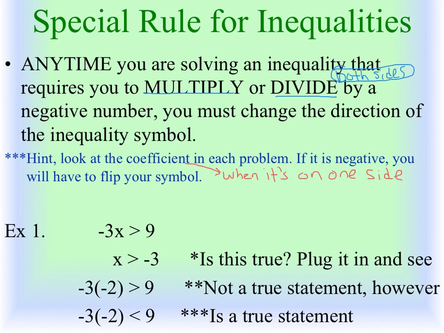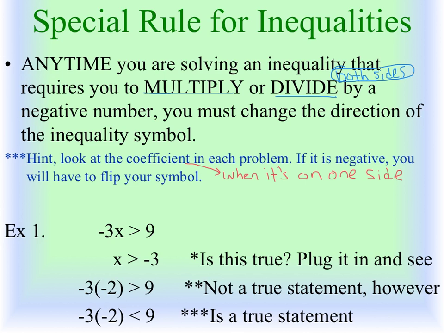So I have a hint here, and this hint is to look at the coefficient, and I added when it's on one side, and that means one side of the inequality. And if that is negative, then you'll have to flip your symbol. So when you have variables on both sides, this wouldn't be something you look for, but once your variables are all on one side, if you have a negative coefficient, then yes, you're going to end up flipping your sign when you're solving. So the example at the bottom is basically showing you why.